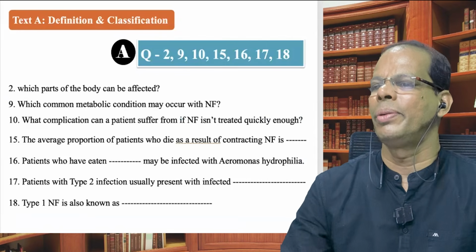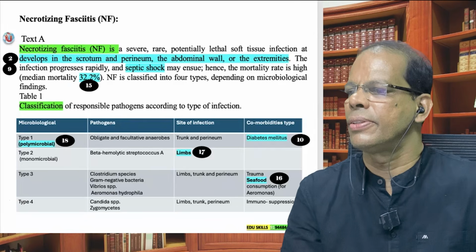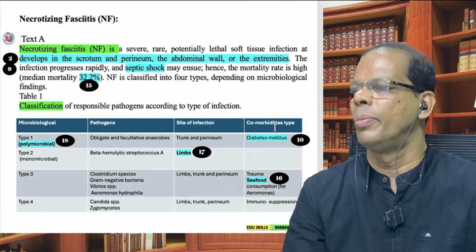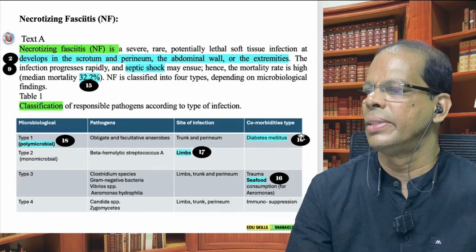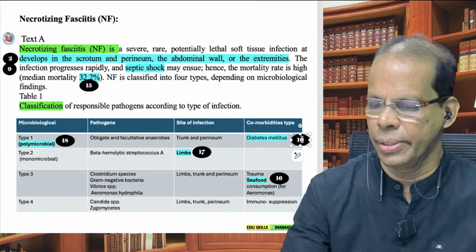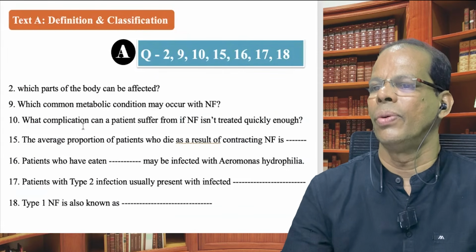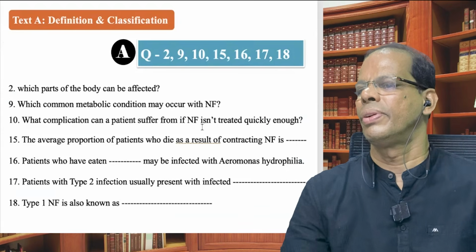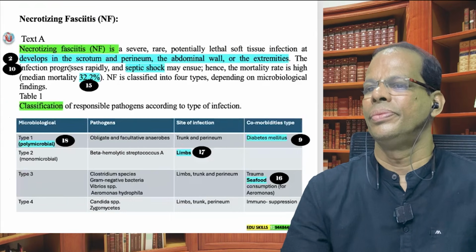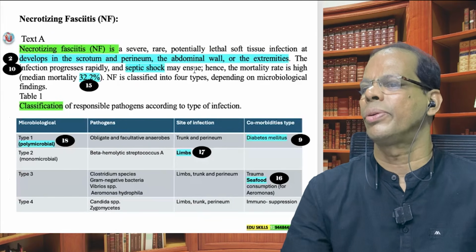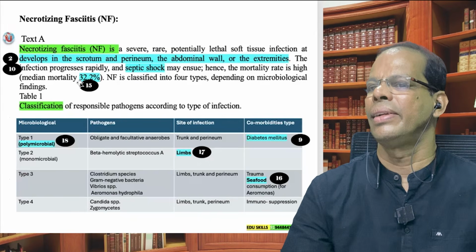Then 9. Which common metabolic condition may occur with NF? Where do you have 9? So it is here with the type, right? Comorbidities type along with diabetes mellitus. This should be 9. Okay, there is a mistake. This should be 9, right? Next question 10 you have already here. What complication can patients suffer from if NF isn't treated quickly enough? That is mentioned here. Infection progresses rapidly and septic shock may ensue if it is not treated immediately. Hence, the mortality rate is high.